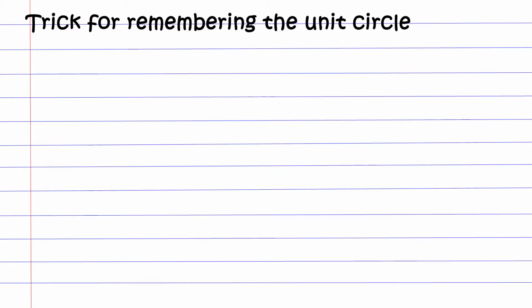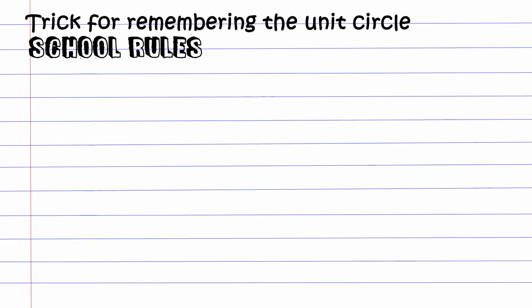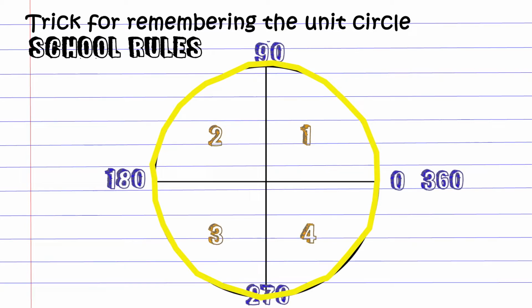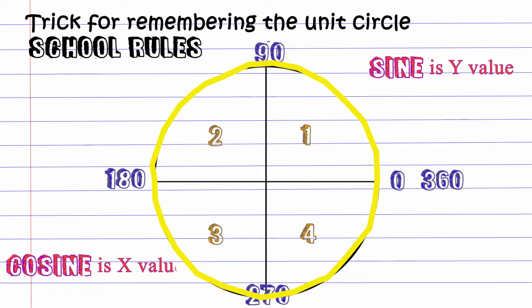Remember that one rotation of a circle is 360 degrees, split across 4 quadrants. Each quadrant has its own set of x and y axis. Sine is usually the y value and equals 1 at the north and south poles. Cosine is usually the x value and equals 1 at the far west and east points.